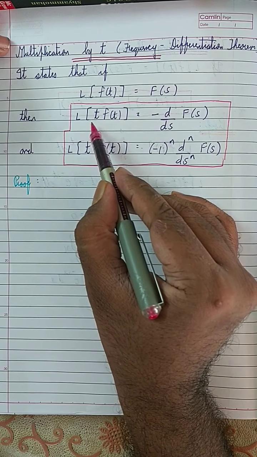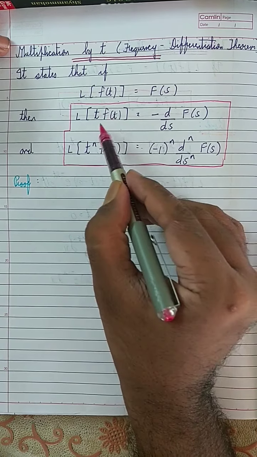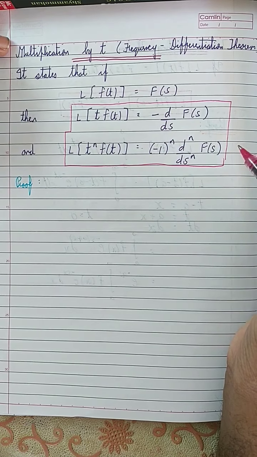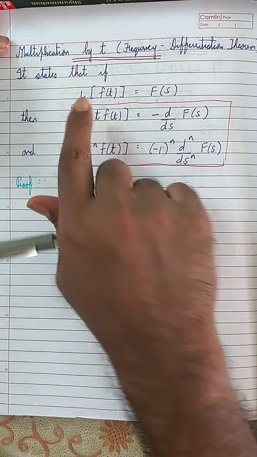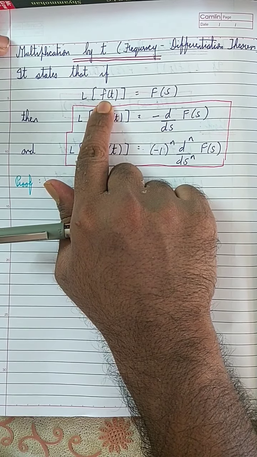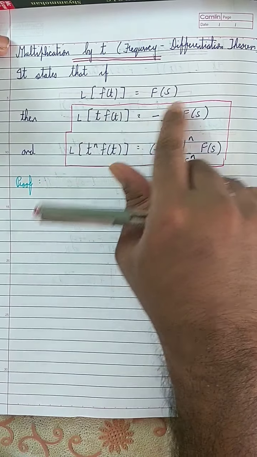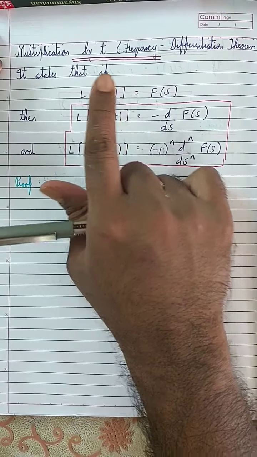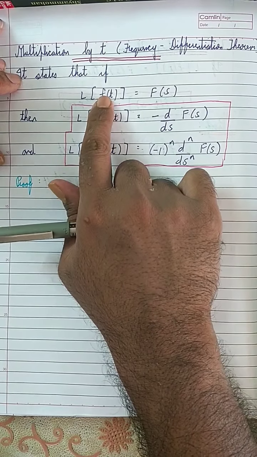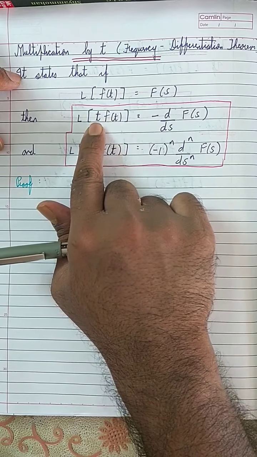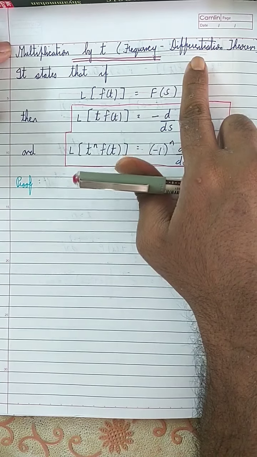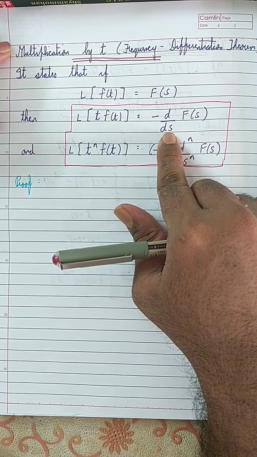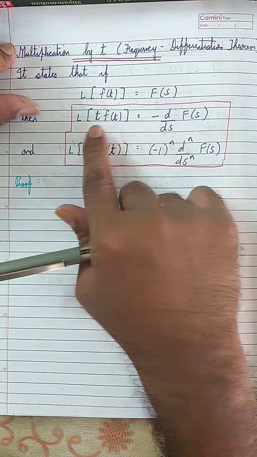When the time t is multiplied with your original function, then this is equal to minus d by ds of F of s. That means if you multiply time in with the f of t signal, it is equivalent to minus of differentiating this function with respect to s. This is called multiplication by t because the original signal is being multiplied by t, and this is also called the frequency differentiation theorem because your Laplace transform is being differentiated with respect to the frequency s.